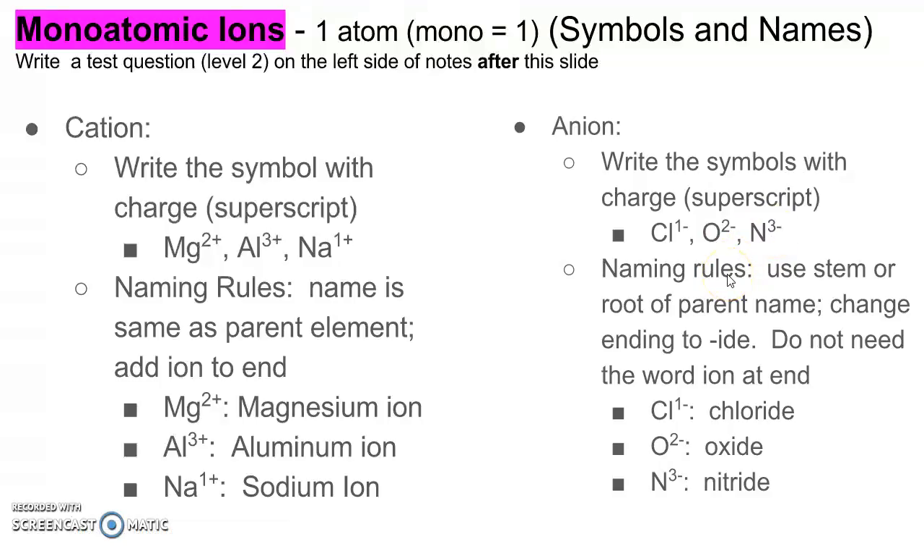The naming rules for these, you're going to use the stem or the root of the parent name, and you're going to just change the ending to IDE to show that you have the ion. You don't need to add the word ion to the end of it, because by changing it to IDE, that implies you already have the ion. So instead of calling Cl1- chlorine ion, or chlorine if it was the atom, I now call it chloride. I changed the ending to IDE, which is why sodium chloride is called that. Table salt is called that. So oxygen 2- is oxide. I keep the root of the parent name, and I change the ending to IDE. Nitrogen is nitride. So I've just taken that stem, and I've changed the ending to IDE.